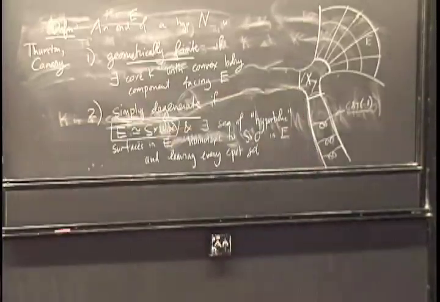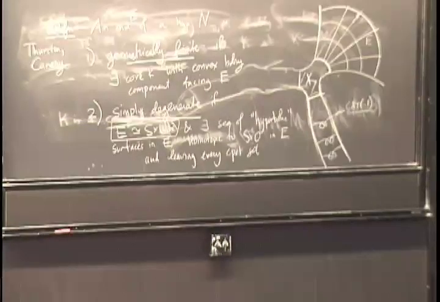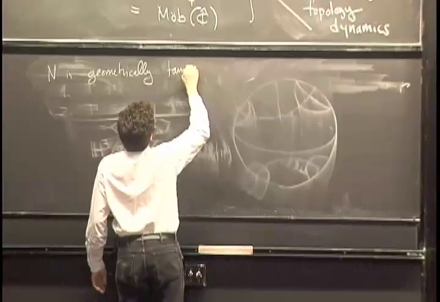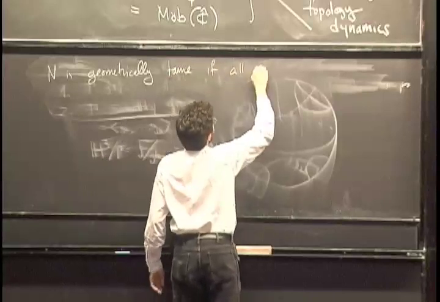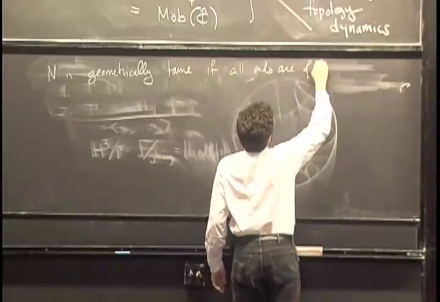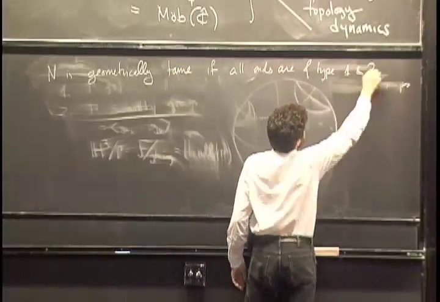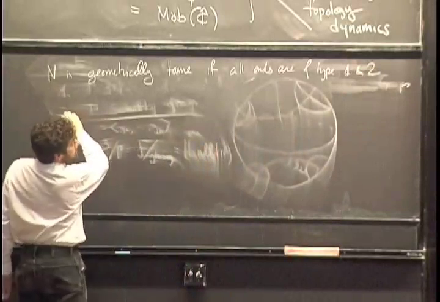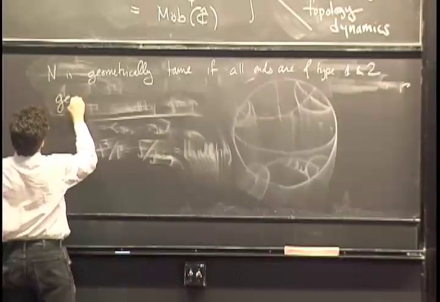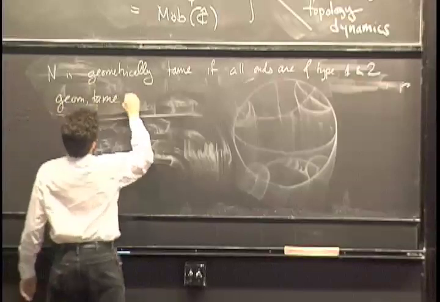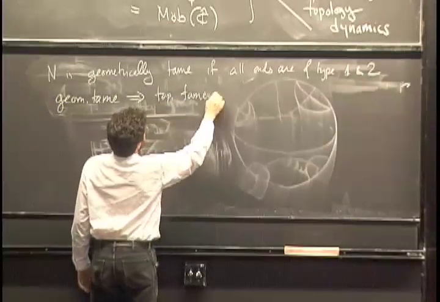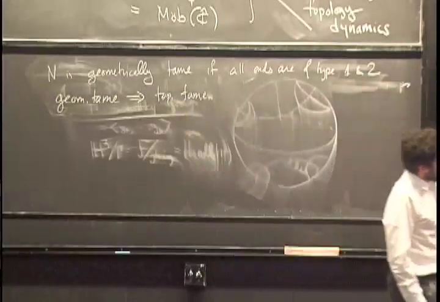So we say that N is geometrically tame if all ends are of type 1 and 2, again in the case without cusps. And kind of the first step is to show that geometrically tame implies topologically tame, which is the Marden property. That's the discussion I had over there.